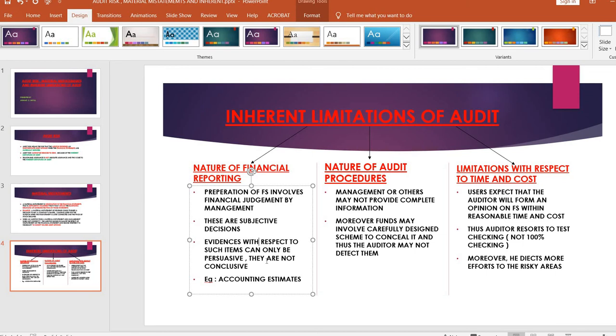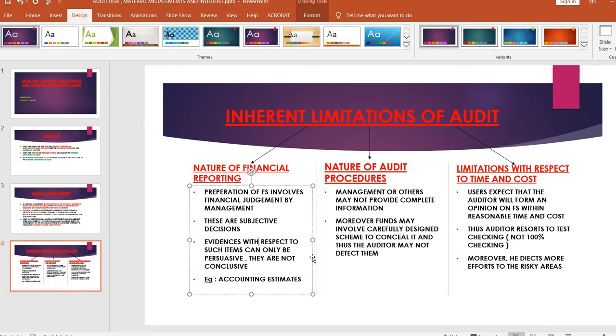It is their choice to estimate in this way or that way, but they have to just put a disclosure for the same, right? So it's going to be subjective decisions, and because of this, there cannot be exact evidences for such items, and this can only be persuasive. They are not conclusive. You will never get conclusive evidence because of the nature of financial reporting.